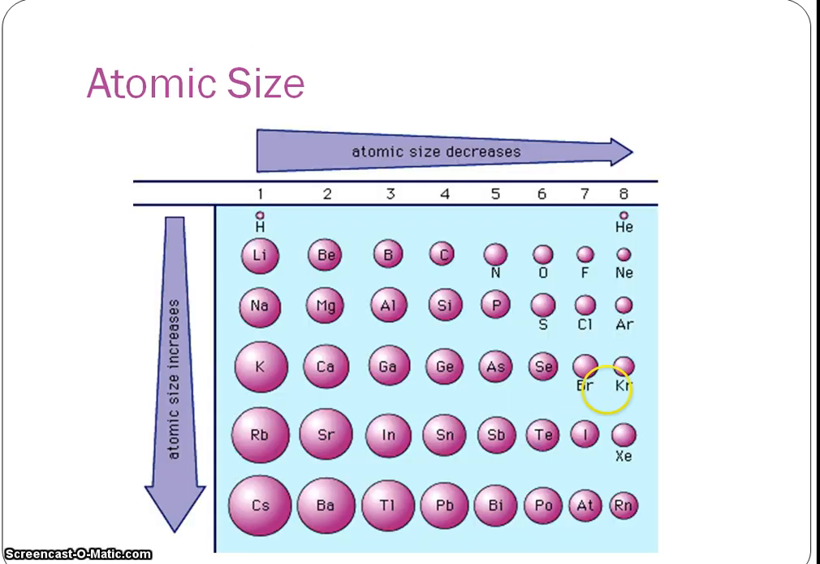This is a picture just because visuals tend to help me more than words. Just so you can see, notice that the bottom left have the biggest atoms, so they get bigger as you go down, and the top right have the smaller ones. So they get bigger as you go down and smaller as you go left to right.